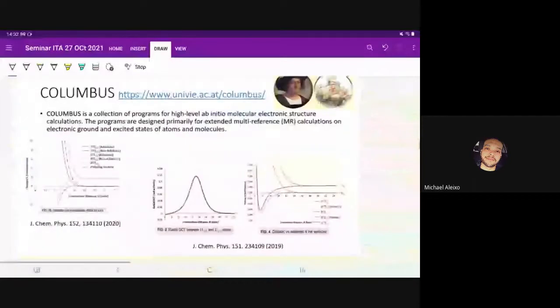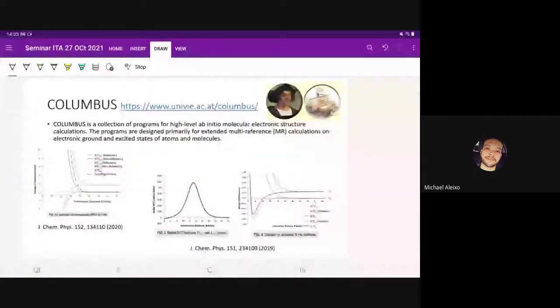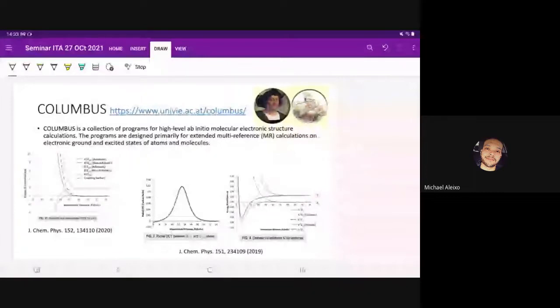And this is what we use Columbus for. Now, I know you can't click on that link in this presentation, but it's there for you. And if we distribute the slides afterwards, you'll be able to click on the link in the slides. I just put a little blurb here from their website. Obviously, there's a lot more to know about the code than just this, but it's high-level ab initio software, mostly for doing multi-reference calculations for ground and excited states.